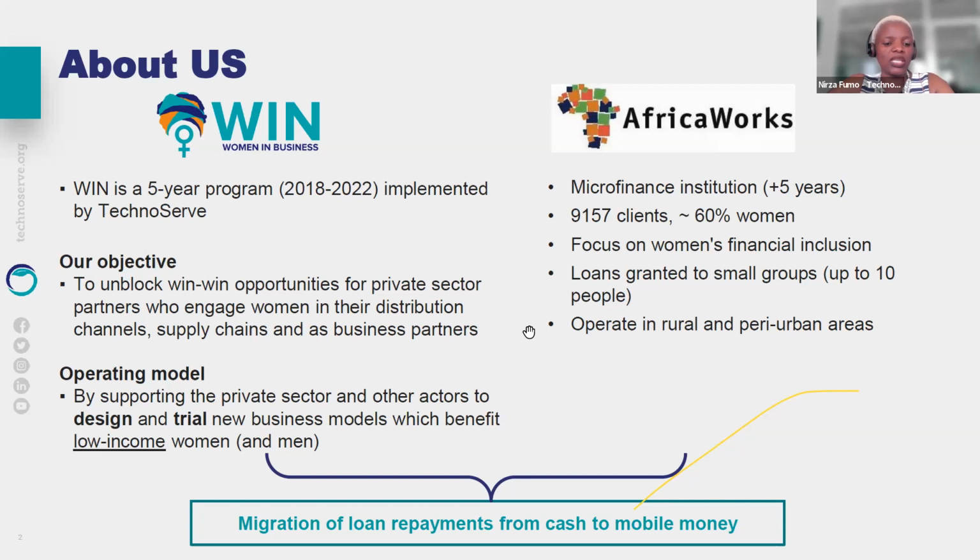They won it because Africa Works is an MFI that operates in financial inclusion by providing credit in rural and peri-urban areas of Mozambique as a way to empower vulnerable populations, especially women. They do have about 60% of women clients. So together, WIN and Africa Works designed the migrating of loan repayments from cash to mobile money. And what we did, we identified the gap for women micro-entrepreneurs and obviously for men too.